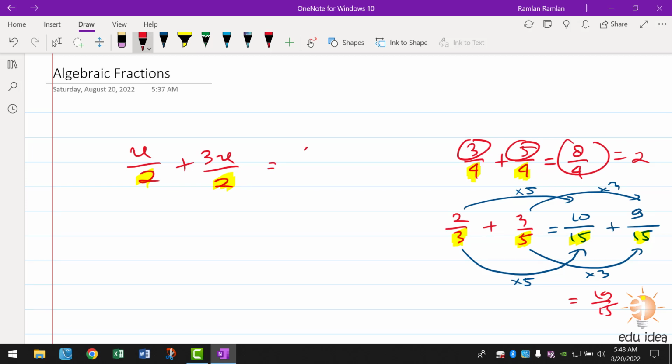Which is going to be 4x, right? So the denominator doesn't change. Make sure that you don't change the denominator. Okay, guys, after you get the same denominator, don't change it.